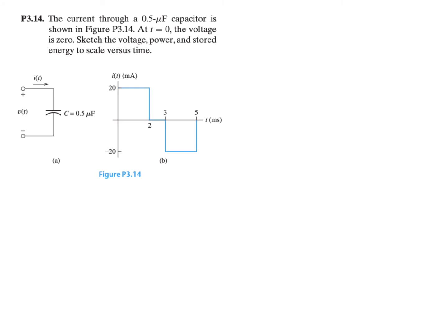Now let's draw the power graph. It's very similar. We have P is equal to V times I, and from this graph we know the I, and from the last question we know V. We just multiply them together, and then you can get the power graph.